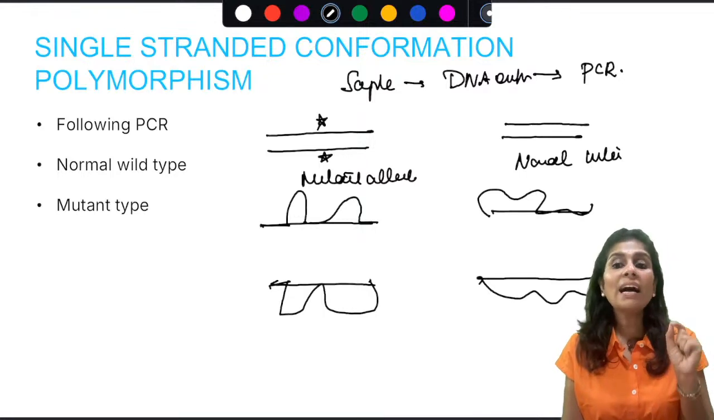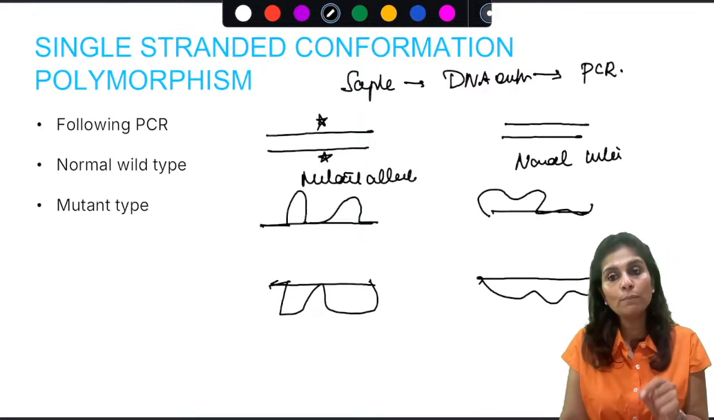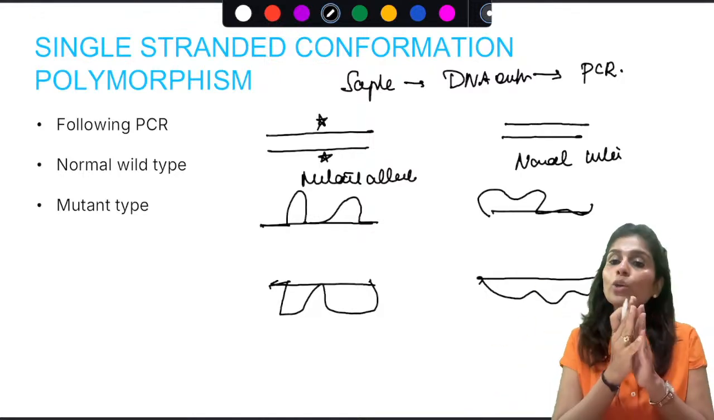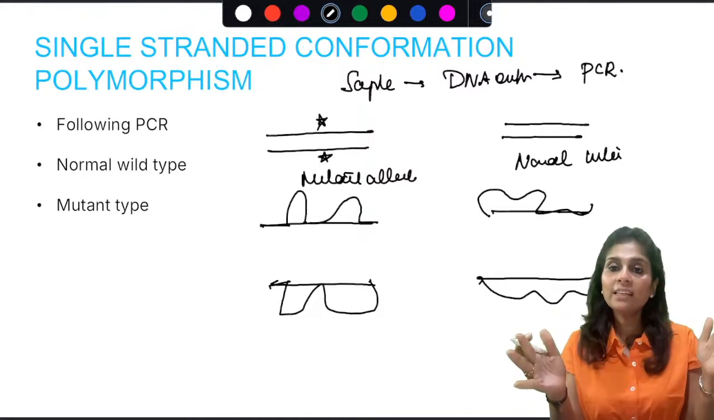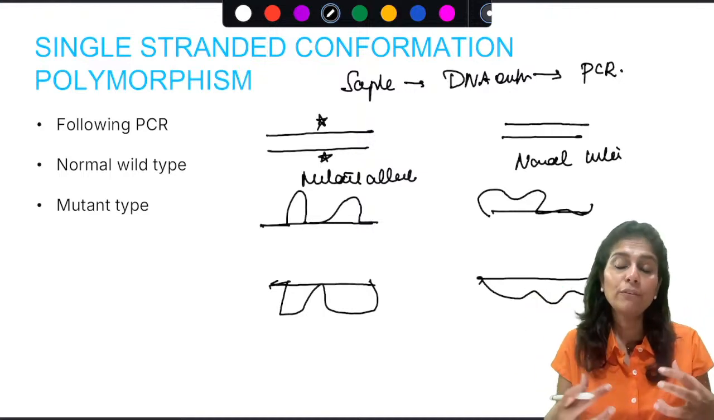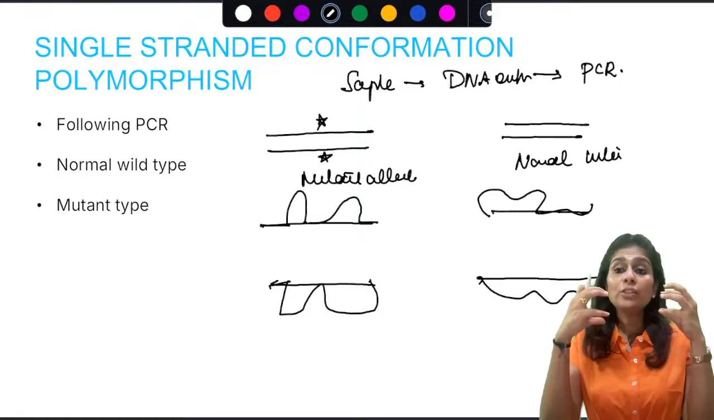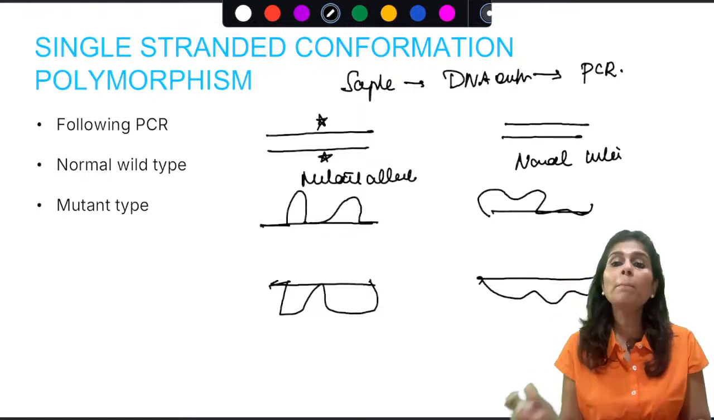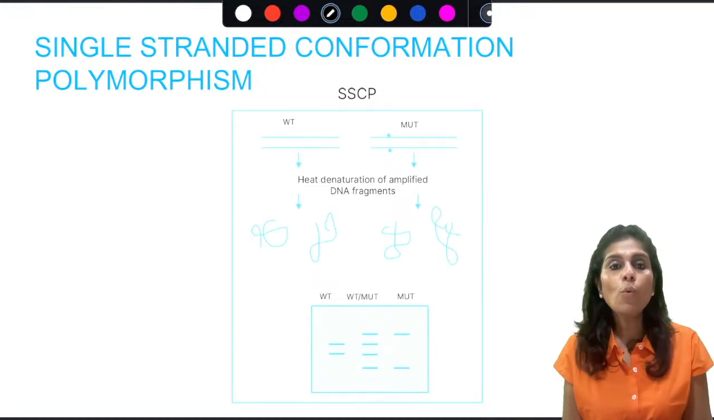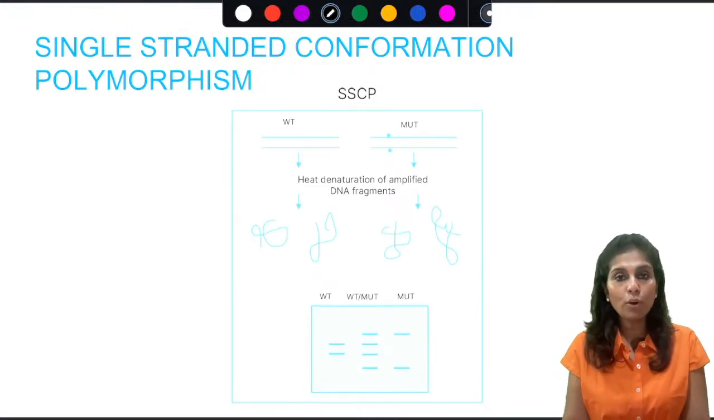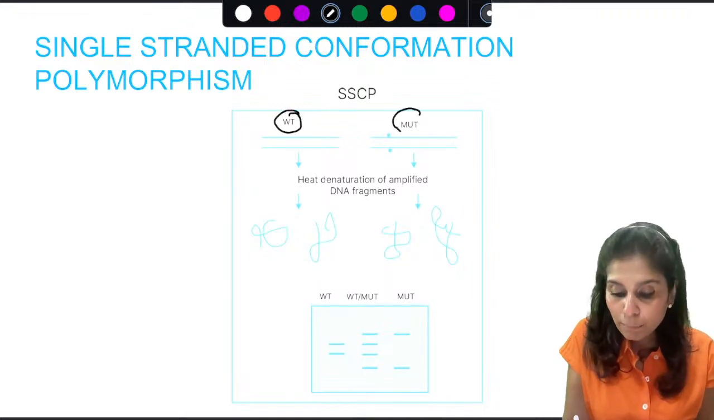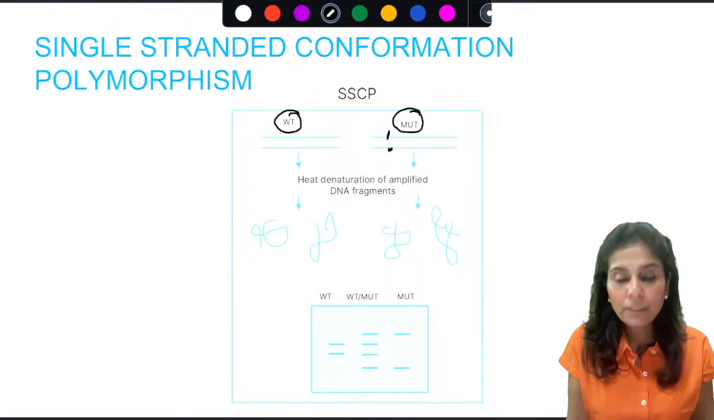Okay, so what do we do after PCR and single-stranded conformation polymorphism? You denature the fragments. You're not going to add a restriction enzyme. You denature the fragments. Once you denature the fragments, they all take a characteristic shape. The shape they get will differ depending upon the sequence. Based on the shape they have, electrophoretic migration will be different. So look at this. This image tells you what happens in single-stranded conformation polymorphism. This is the wild type allele or the normal allele. This is the mutant allele. This is where there has been a mutation.